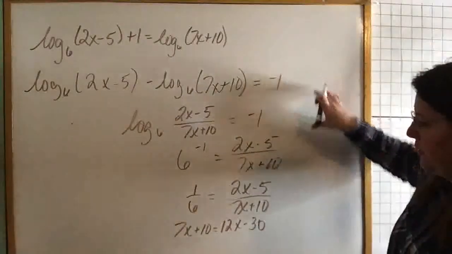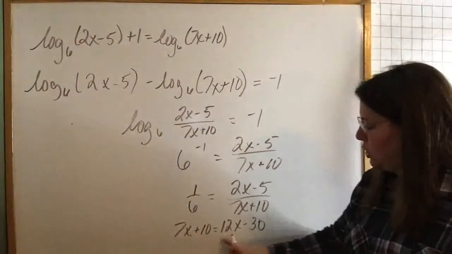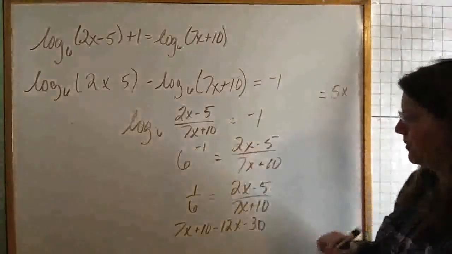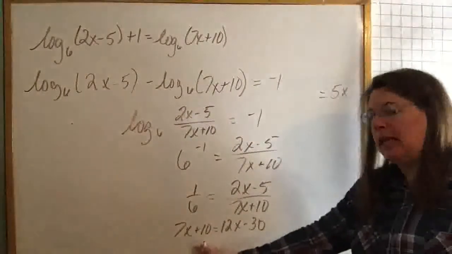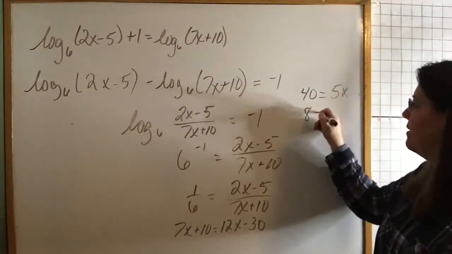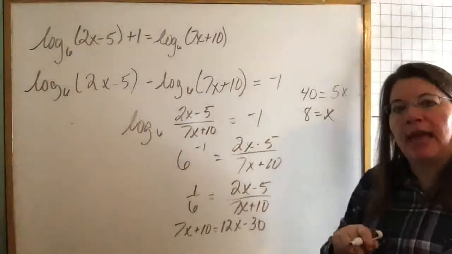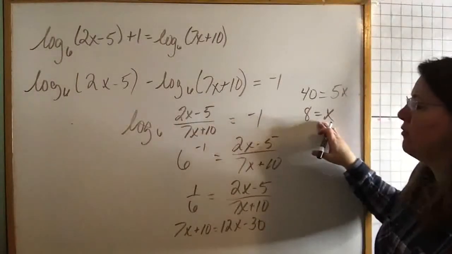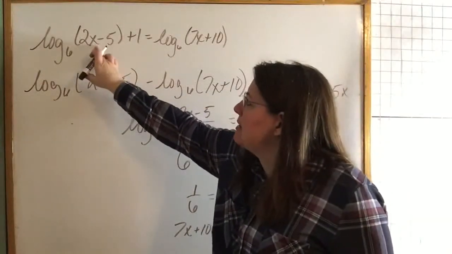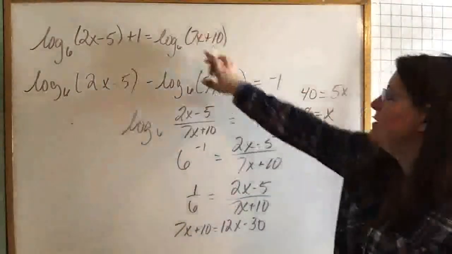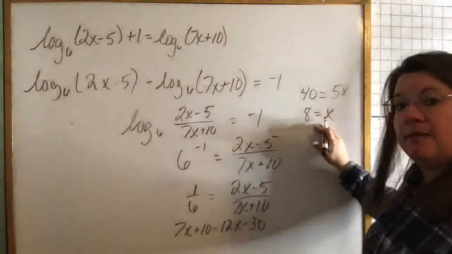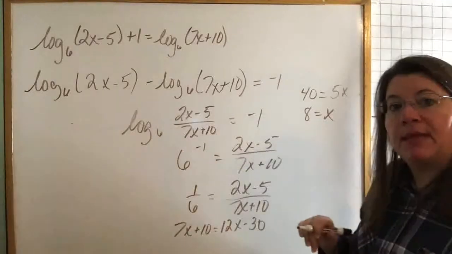I'm going to move it up here to solve it. So 7x, I'm going to subtract 7x from 12x. That will give me a 5x. I'm going to add 30 to the 10, and that would give me a 40. And then 40 divided by 5 is 8. So x equals 8. Then, remember, I'm going to plug the 8 in to make sure none of these are negative. 2 times 8 is 16 minus 5 would give me a positive. 7 times 8 is 56 plus 10 would give me a positive. So the 8 doesn't give me anything negative, so it's okay to keep that as my answer.